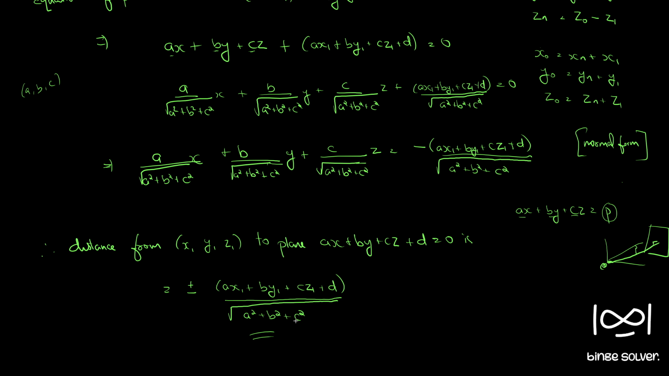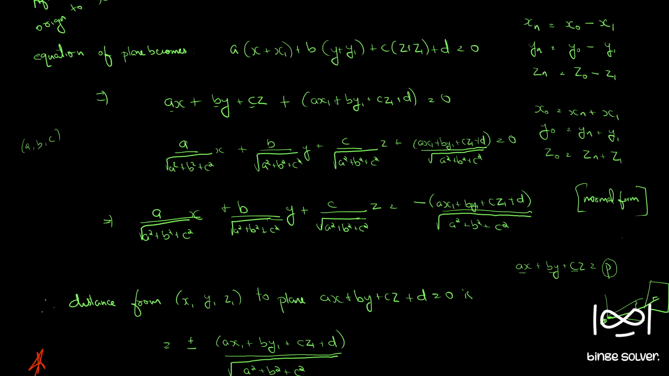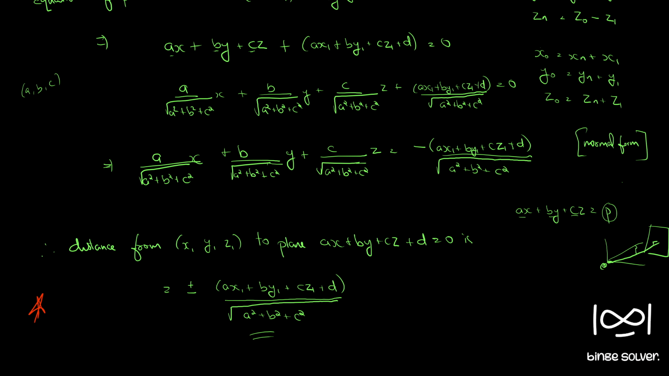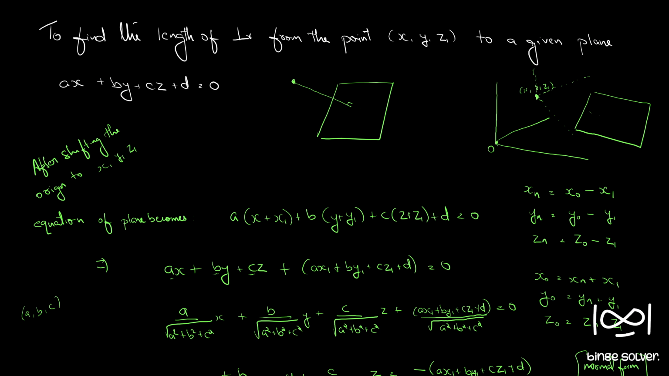If you note this down, some lengthy questions can come, and this equation can be very useful to find the distance between a point and a plane very easily. Once you know how it is derived, even if you forget this equation, you can quickly come up with it. I hope this is clear. This is how you find the length of a perpendicular from a given point to a given plane.